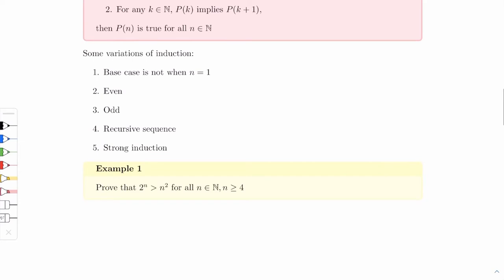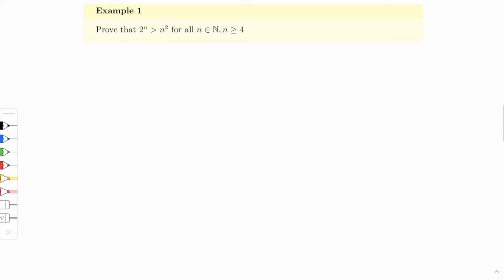Okay, so let's have a look at the first example. They want you to prove that 2 to the n is greater than n squared for all n in natural numbers, where n is greater than or equal to 4. This means that 4 is gonna be your base case. So let's try this question. Let's proceed by induction on n.